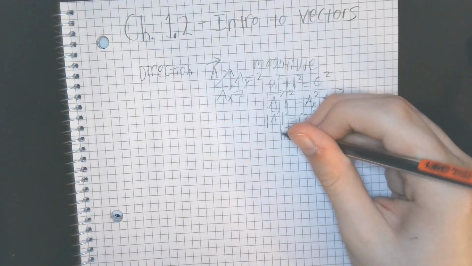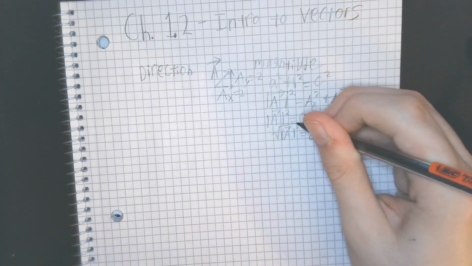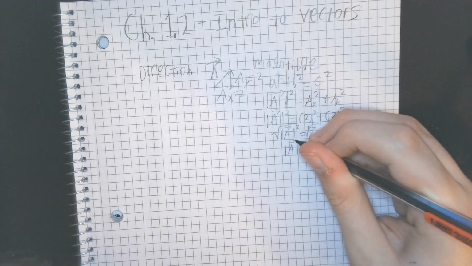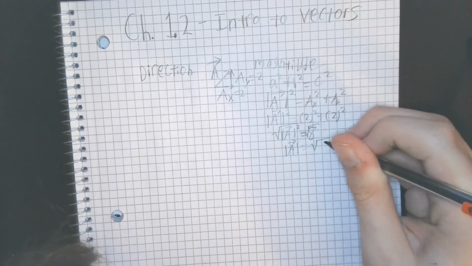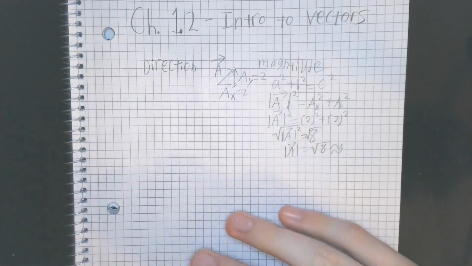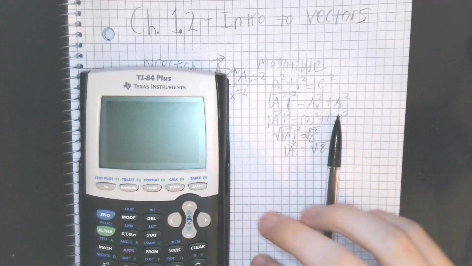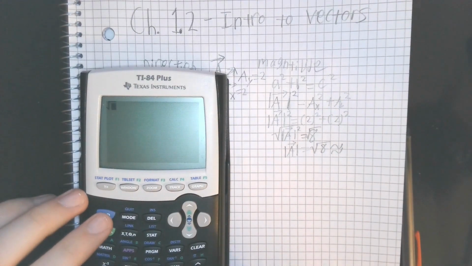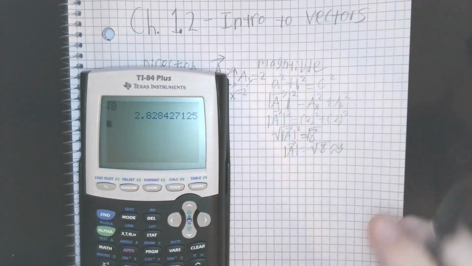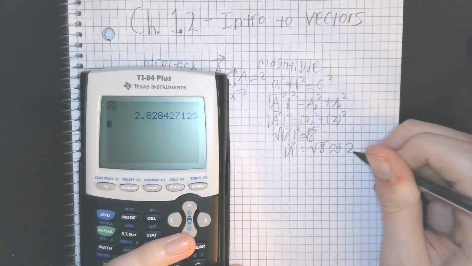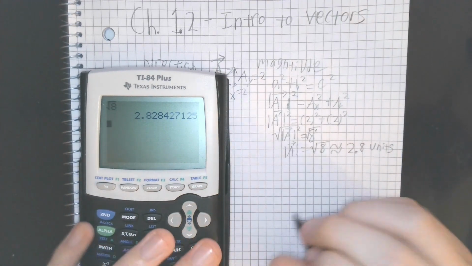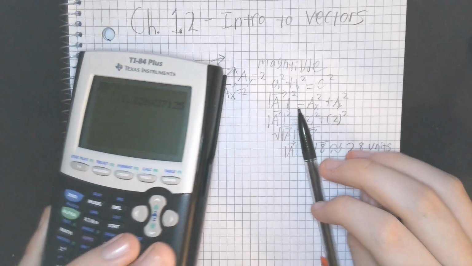And now, if we take the square root of either side, we find that the magnitude of A equals the square root of 8, which we can get out our calculators to approximate. Here I have my TI-84 Plus, not color. Punch in square root of 8, and we can see it's roughly, we'll call that, 2.8. We don't have a unit really, so I'm just going to write units, but always remember your units.